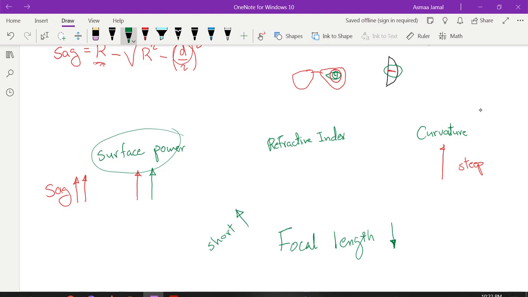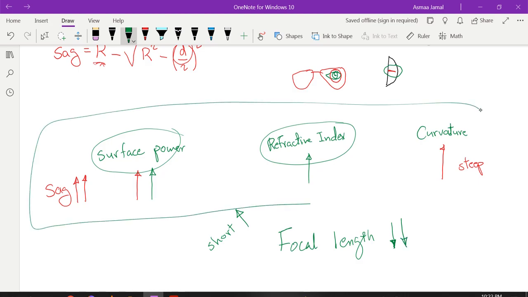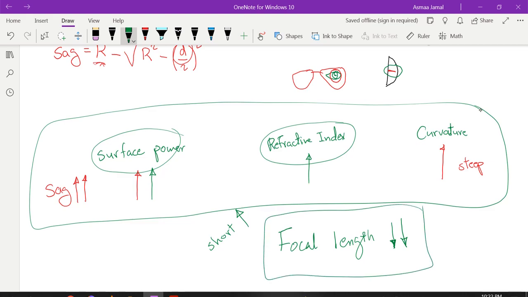The other thing that affects the focal length is the refractive index. Higher refractive index, shorter focal length. So all of those are directly proportional except the focal length, which is inversely proportional.